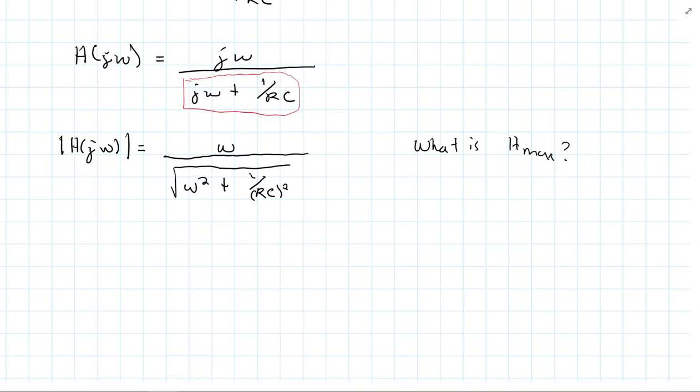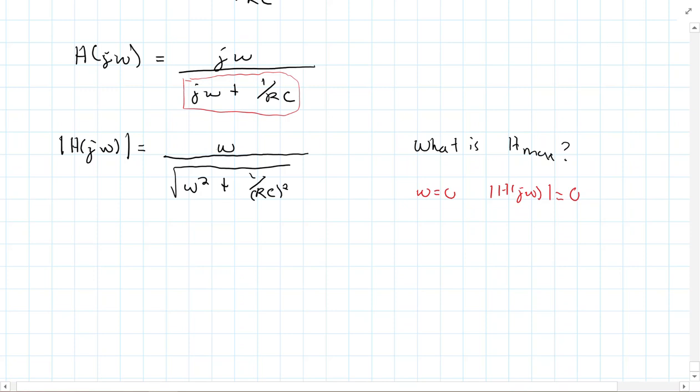Well, if I think about this for a second, if omega is 0, the magnitude of H at j omega is equal to 0. So that doesn't necessarily help me find what H max is. But if we think about that, that's what it should be. This is a high pass filter. So for low frequencies, or quote DC, we should be blocking that. So that's why we get nothing out, because I get a 0 over 1 over RC. So you get 0 divided by a number, which is still going to be 0.